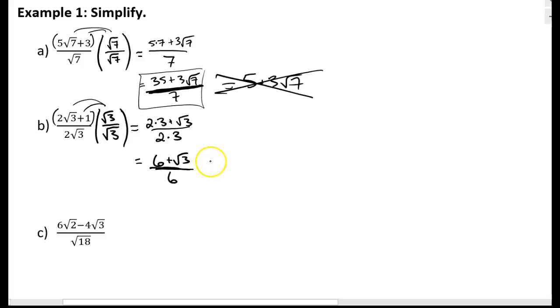If you wanted to, you could hypothetically write this as 1 plus root 3 over 6. That would be totally acceptable. Both of these are legitimate answers. But that denominator needs to stick around with the root 3. It doesn't cancel out with any coefficient there.